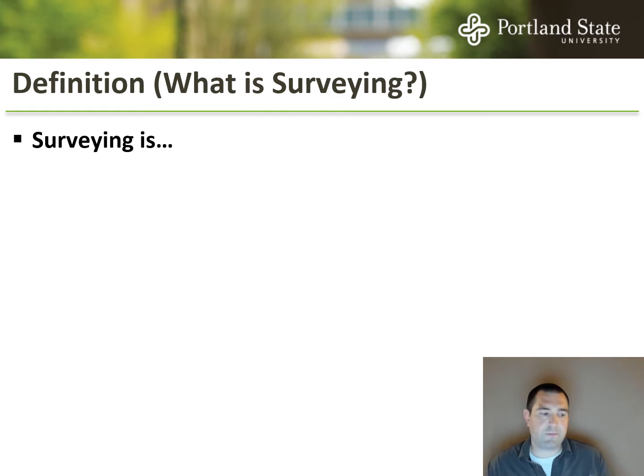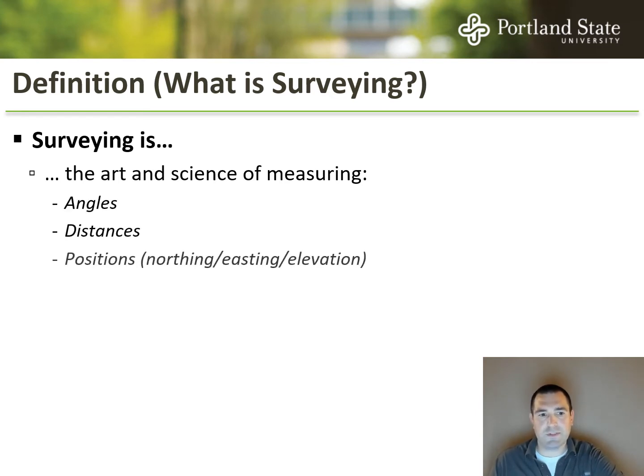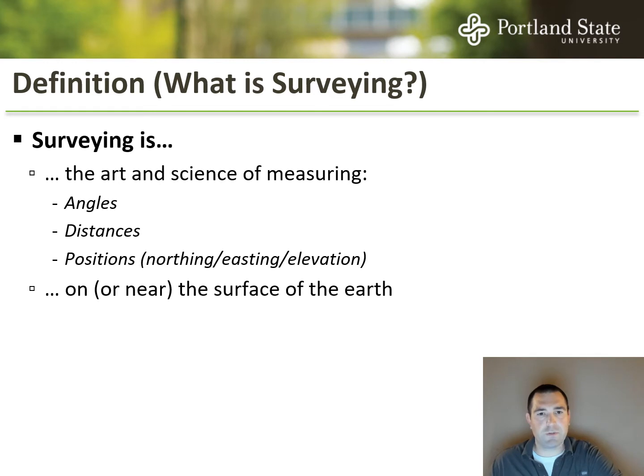So we do have the threshold topic of what is surveying. Like I just mentioned, surveying has to do with satellites and GPS, but it also has to do with things like pacing, pretty much the oldest type of surveying technique that you could do. What is surveying then? So the definition out of your book is pretty good. It's the art and the science of measuring angles, distances, and positions, which you could think of as like coordinates on or near the surface of the Earth.